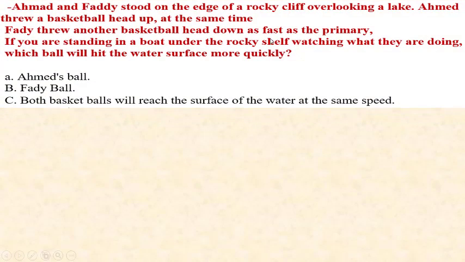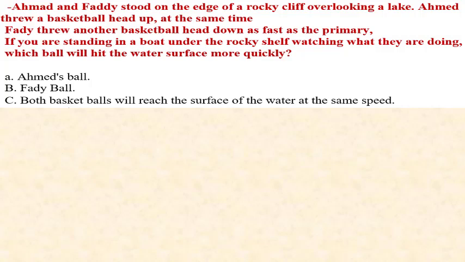Ahmed and Fadi stood on the edge of a rocky cliff, overlooking a lake. Ahmed threw a basketball heading up. At the same time, Fadi threw another basketball heading down, as fast as the first, with the same velocity. If you are standing in a boat under the rocky cliff, watching what they are doing, which ball hits the water surface more quickly? I mean, Ahmed threw the ball up with the same velocity that Fadi threw down. Which one arrives first? Ahmed's ball first, Fadi's ball first, or both basketballs will reach the surface of the water at the same speed.